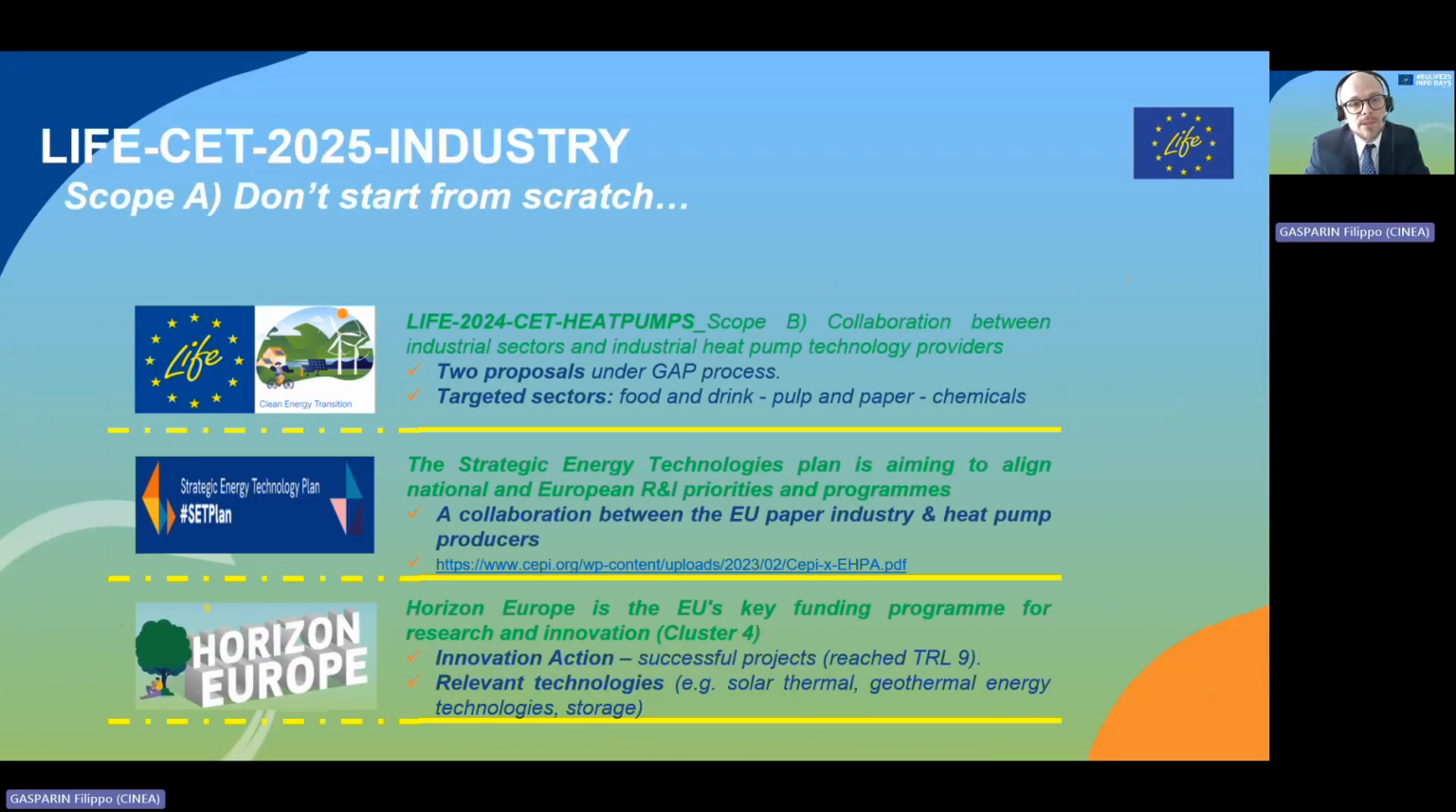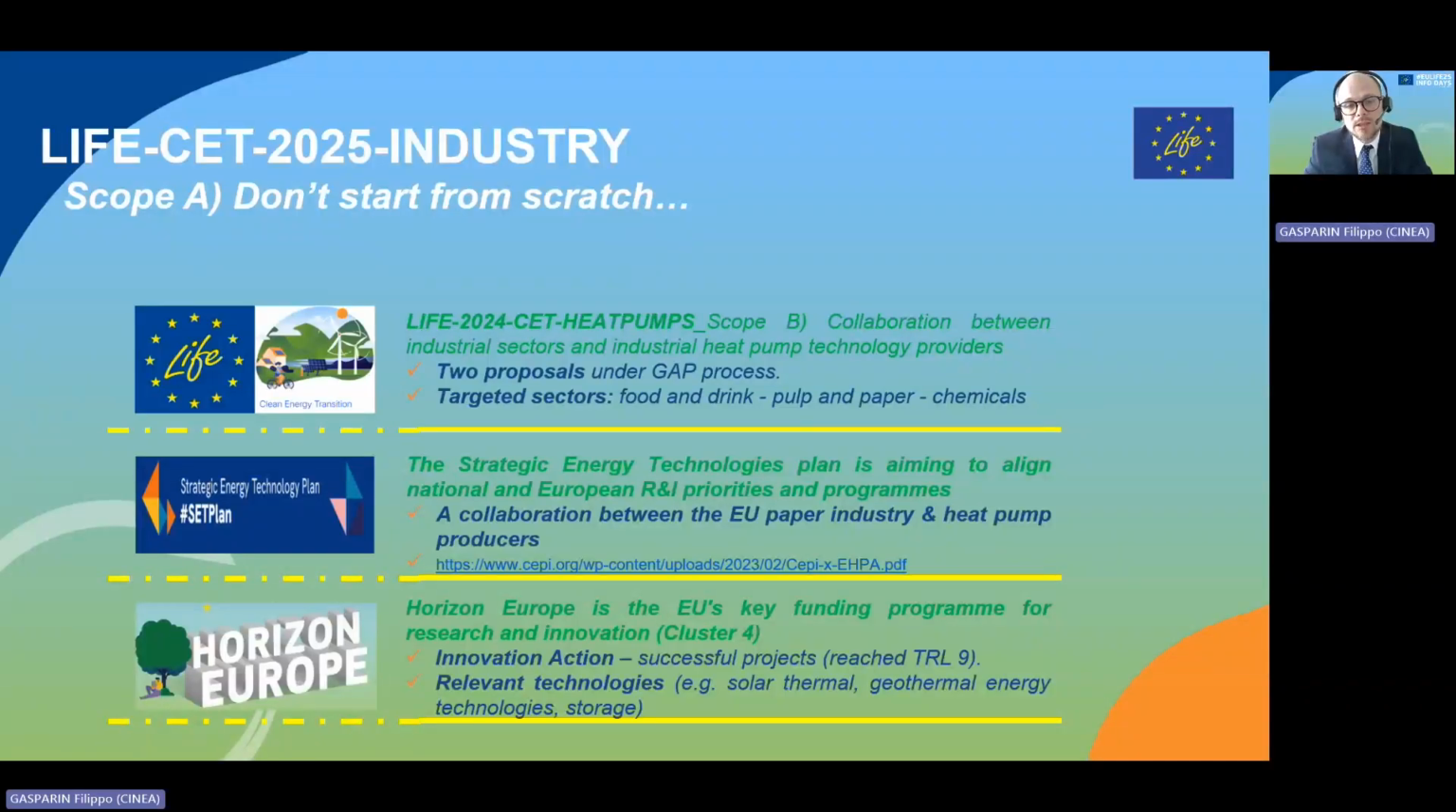If you intend to submit a proposal under scope A, don't start from scratch, meaning that there are already relevant initiatives out there on which you can build your proposal. The first one that we want you to become aware of is that last year, under the LIFE-CET sub-programme call, we published a topic, the heat pump topic, with a scope sharing the same expected objectives as the one that I am presenting now.